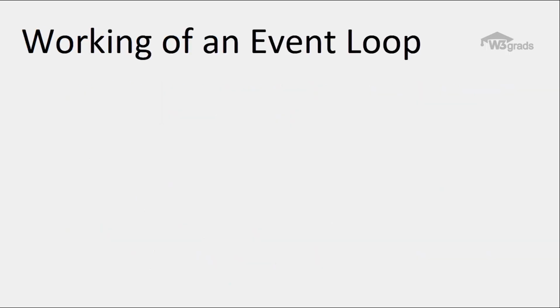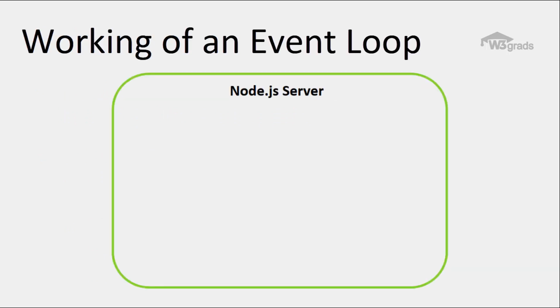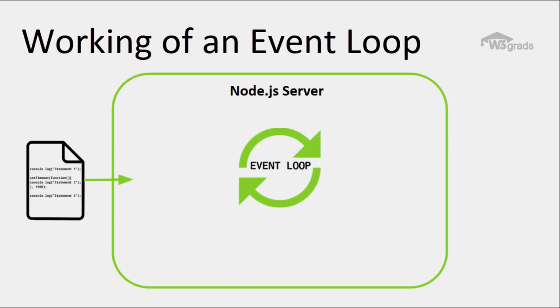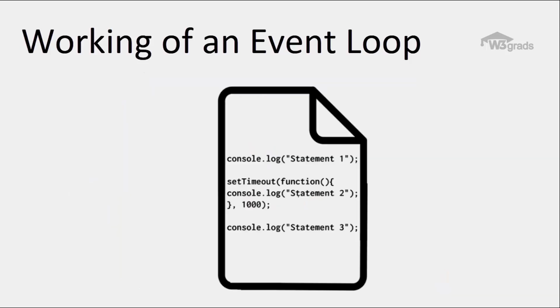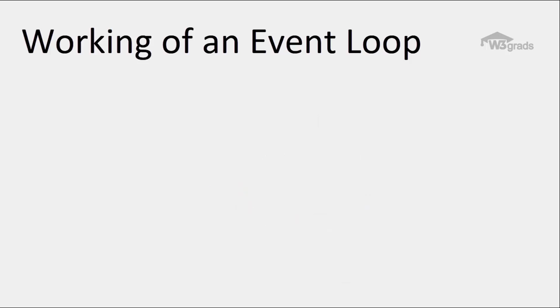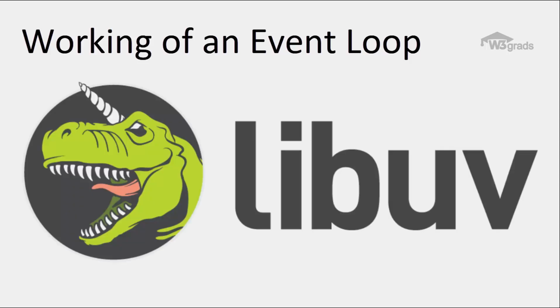Now, let me explain the working of event loop in detail. When Node.js starts, it initializes the event loop, and processes the provided input script, which may make asynchronous API calls, schedule timers, and then begins processing the event loop. In the example demonstrated earlier, the initial input script consisted of console.log statements, and a setTimeout function, which schedules a timer. When using Node.js, a special library module called libuv is used to perform async operations.